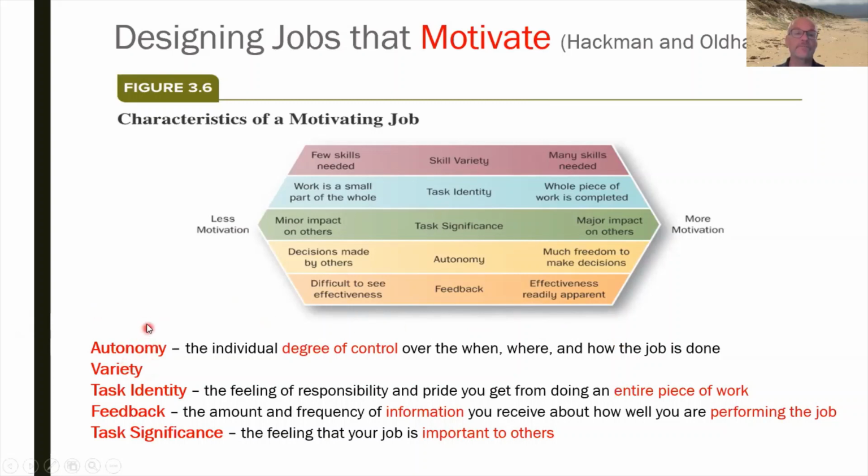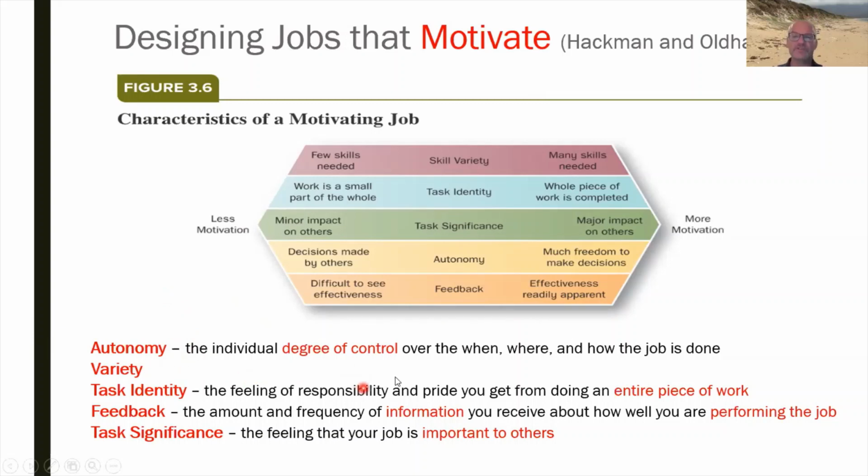Variety, absolutely. It's not like putting the same headlight on the same place over and over and over again. Even with a course like human resource management, there's just a lot of different tasks. There's putting together lectures, putting together tasks, marking, etc. So there's more than one thing to do.